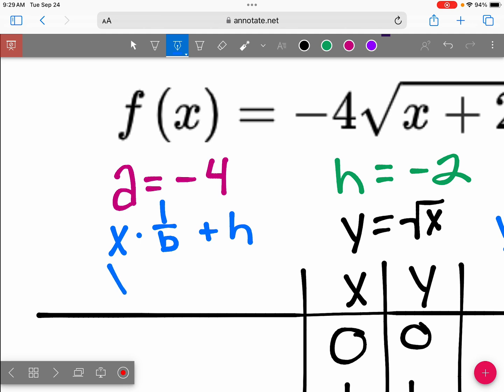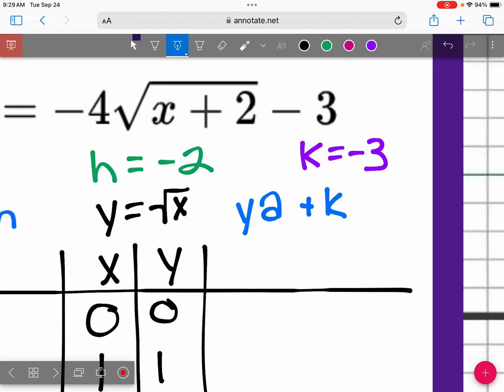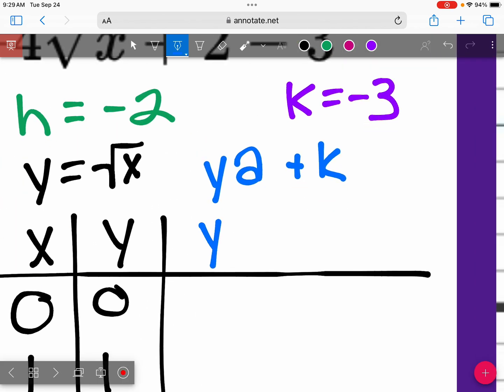So we're taking our x's. I don't have a b in this case, so all we're doing is subtracting 2. And for my y's, we're going to multiply by our a, so we're timesing by -4, and then adding k, plus -3. This is one of those reasons we use transformation form, because this calculation is way easier to do than trying to do a plug and chug into that square root.